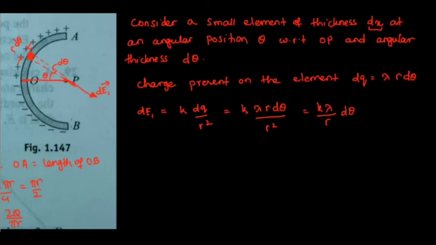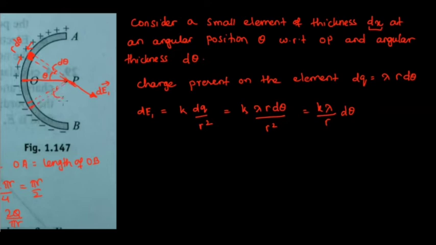Is that clear? Similarly, I will consider another identical element in the lower half of the semicircle. Suppose I choose an element here in the lower half, exactly at the same angular position and at the same angular separation.